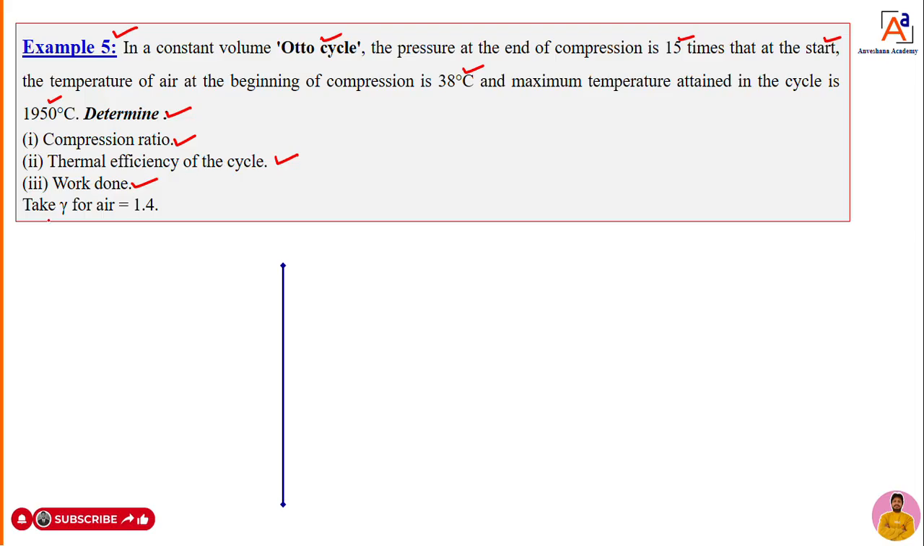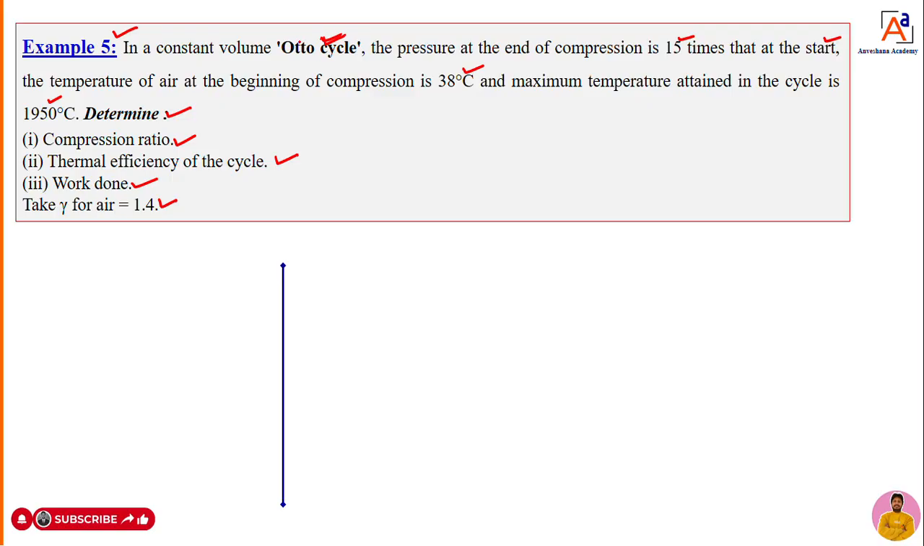He has given some data. Take gamma for air equal to 1.4, that is the specific heat ratio he has given. Dear students, you can read the problem and understand that the given problem is related to Otto cycles. Directly he mentioned here Otto cycles.